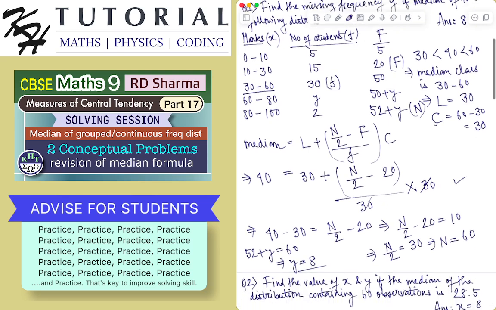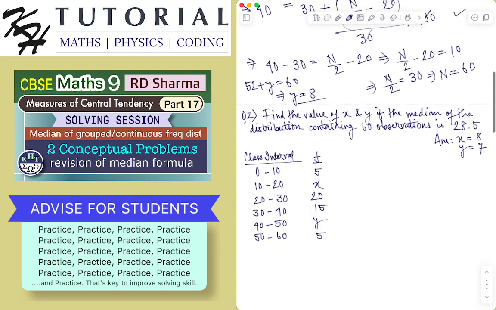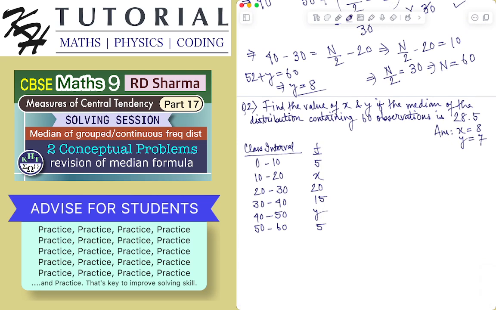Okay, let's see the next problem. Find the value of x and y if the median of the distribution containing 60 observations is 28.5. So we are given a grouped frequency continuous distribution. In this we can see all the class intervals are of equal size, width, that is 10, and it is continuous. Okay, and we are having two unknown variables x and y in the frequency. Fine. And the median is given. Median is 20.